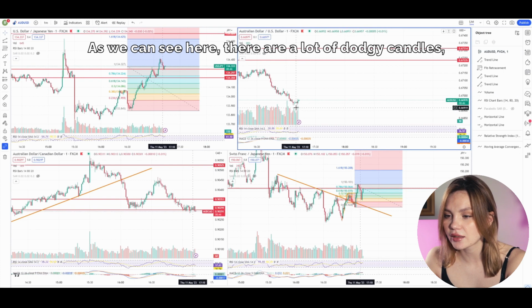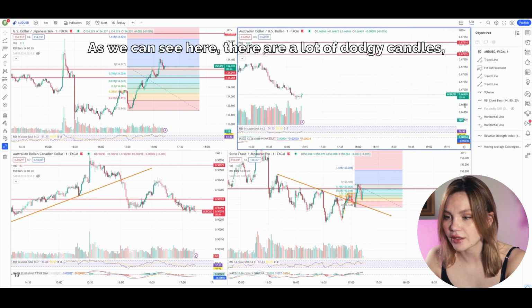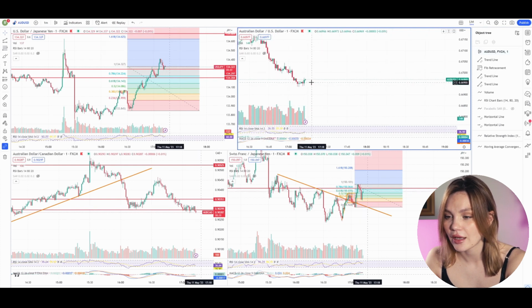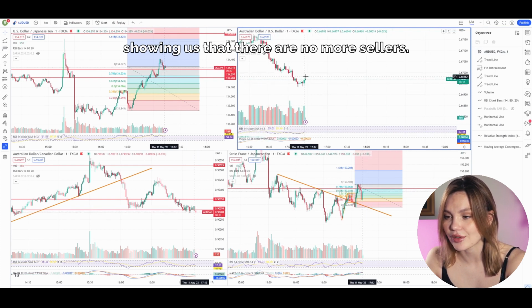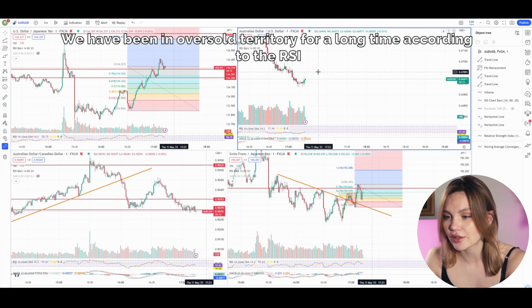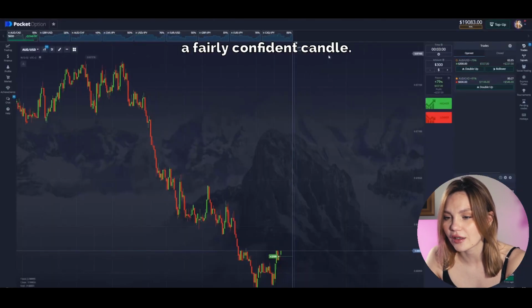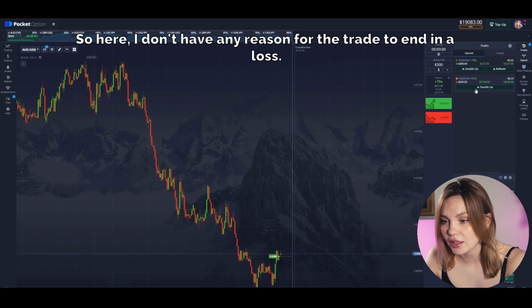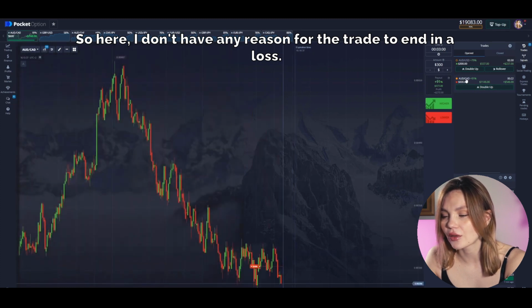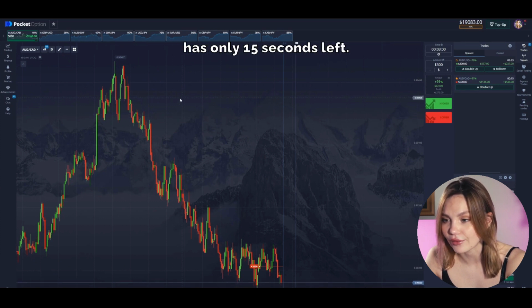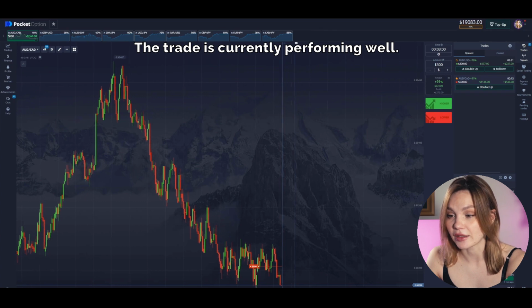As we can see here, there are a lot of dodgy candles, very uncertain candles indicating the market reversal, showing us that there are no more sellers. We have been in oversold territory for a long time according to our side, and are starting to come out of this oversold condition with a fairly confident candle. So here, I don't have any reason for the trade to end in a loss. Meanwhile, Australian dollar and Canadian dollar has only 15 seconds left. The trade is currently performing well.